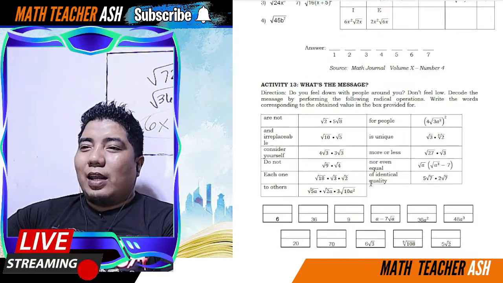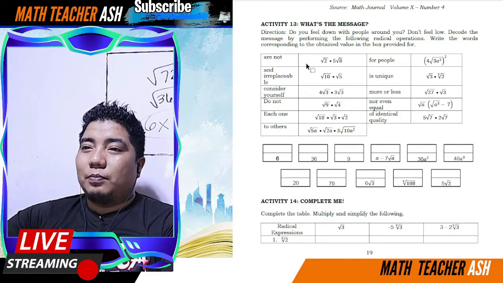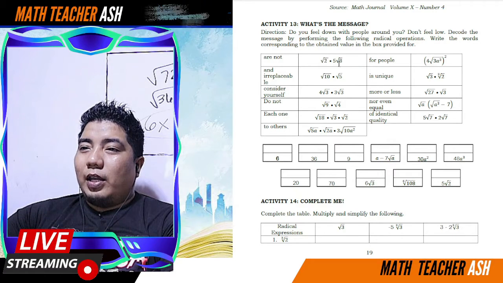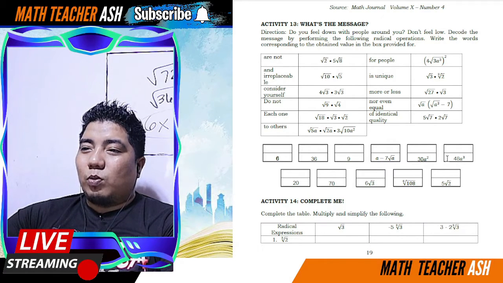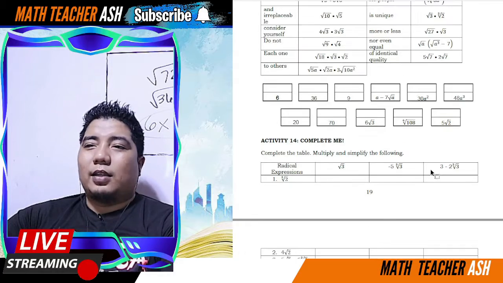Alright. And then we have activity 13. What's the message? So, in this, what's the message? Ganun pa rin. So, you need to simplify this one. And if ever you simplify this one, hanapin nyo dito sino yung sagot. And then you put the word on top of it. Okay? At magiging isang sentence na yan.